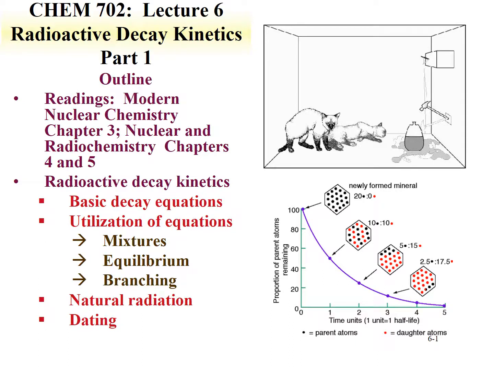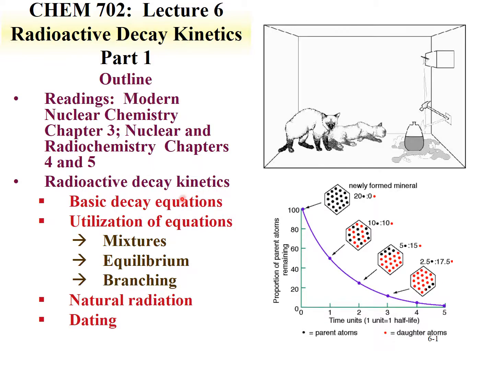Welcome to Lecture 6 for Chemistry 702. This lecture is on radioactive decay kinetics. Additional reading for this lecture can be found in the books Modern Nuclear Chemistry, Chapter 3, and Nuclear Radiochemistry, Chapters 4 and 5. This lecture will cover radioactive decay kinetics.